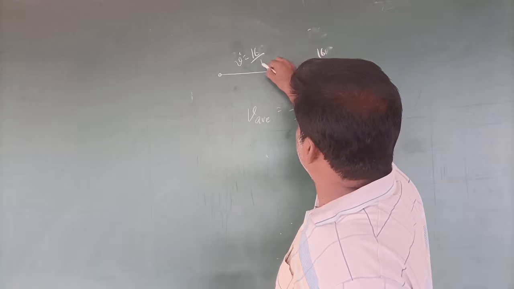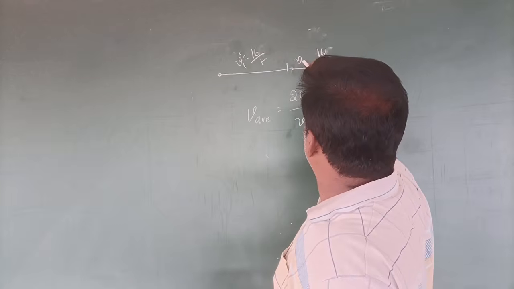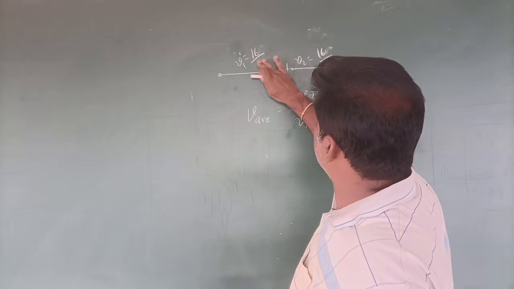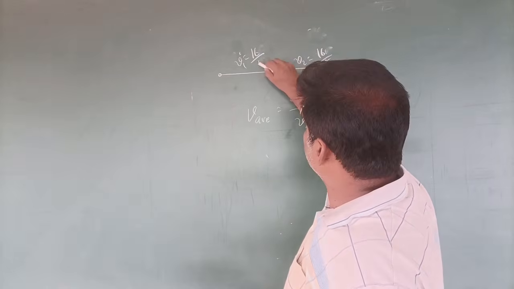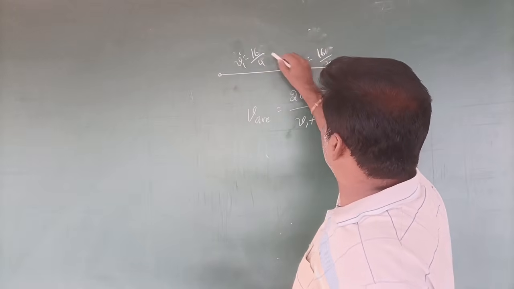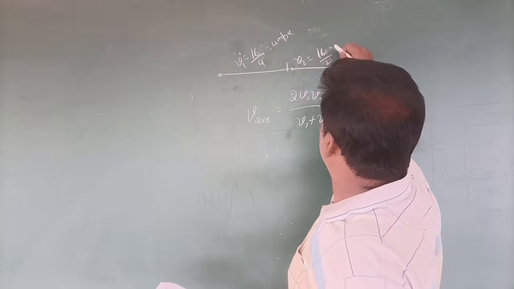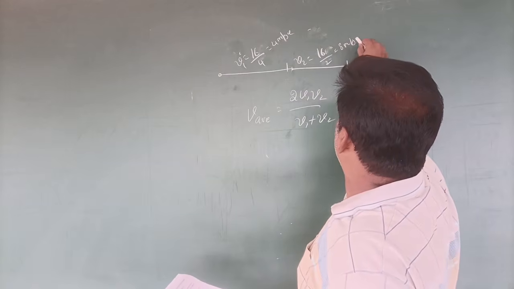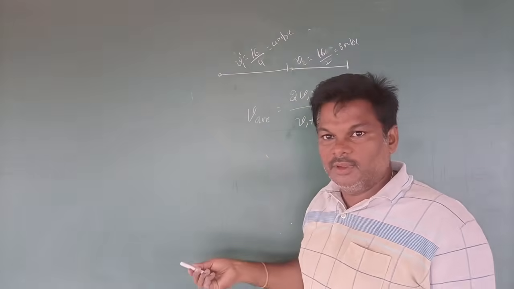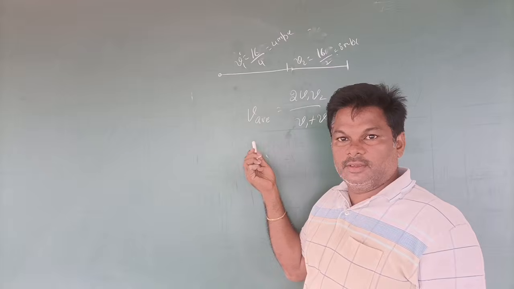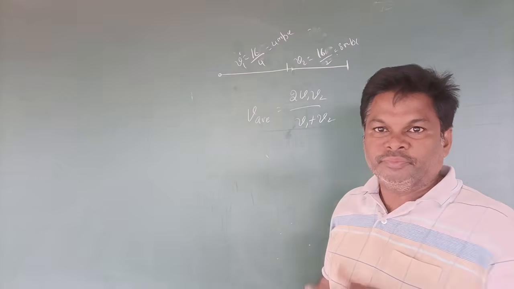V is equal to distance by time. That is V1. V2 is equal to distance by time. Here it is equal to 4 seconds. Here it is equal to 2 seconds. So what is the distance here? What is the velocity here? 4 meter per second. Here how much it is? 8 meter per second. By using this V1 and V2, by using this formula, you can conclude the problem.